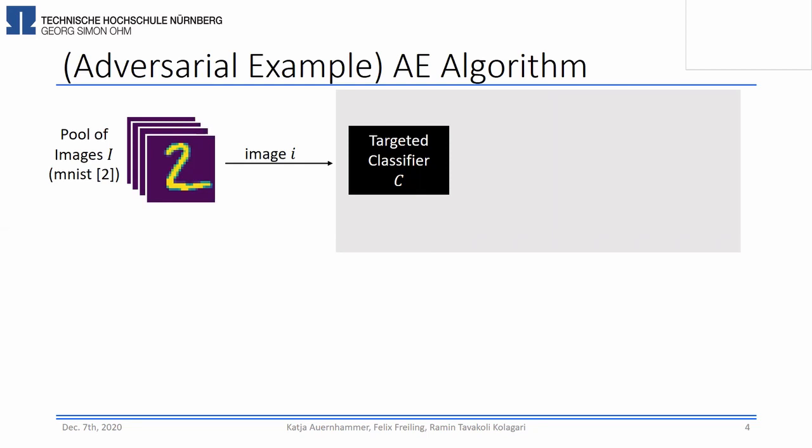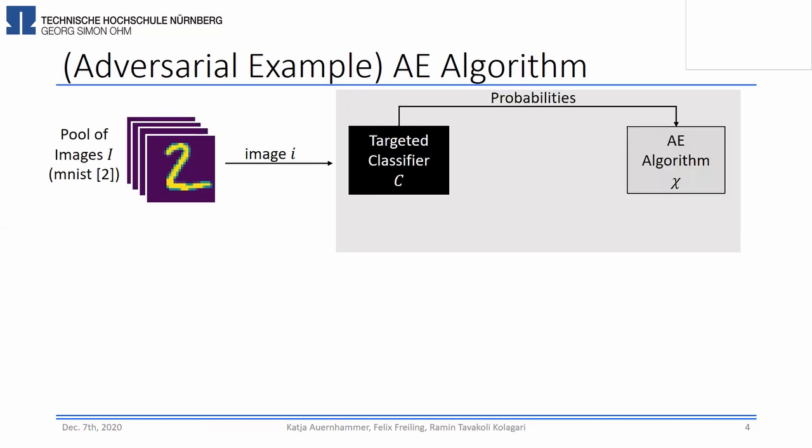Here we see a pool of images taken from the MNIST dataset, and for each image that is queried from the targeted classifier, our adversarial example algorithm picks up the probabilities and the image itself and queries images with small perturbations. We call our adversarial example algorithm simply AE algorithm.